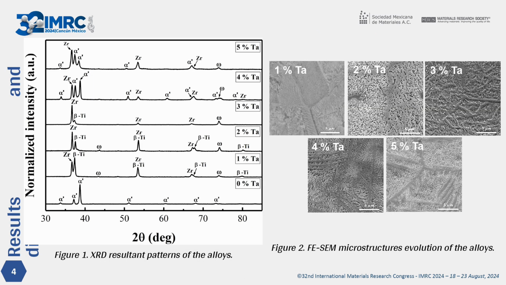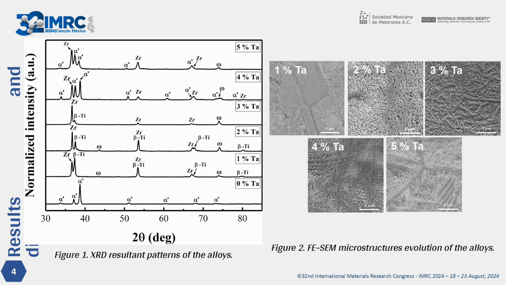Figure 1 shows the XRD patterns of titanium-30 zirconium-X tantalum alloys. The martensitic hexagonal alpha reflections are observed for the titanium-30 zirconium-0 tantalum alloy, which is formed as a result of the distortion of the hexagonal lattice of alpha titanium caused by complete solid solution of zirconium into the titanium lattice and promoted by the rapid cooling rates attained during the process. This martensitic phase is characterized by an acicular microstructure, as shown in Figure 2.